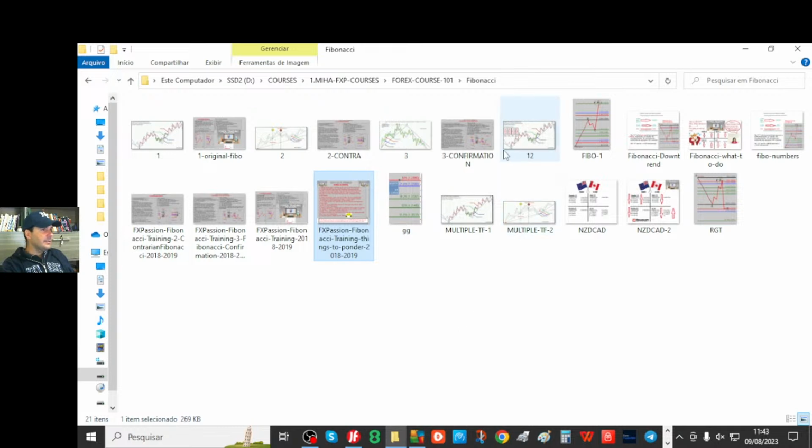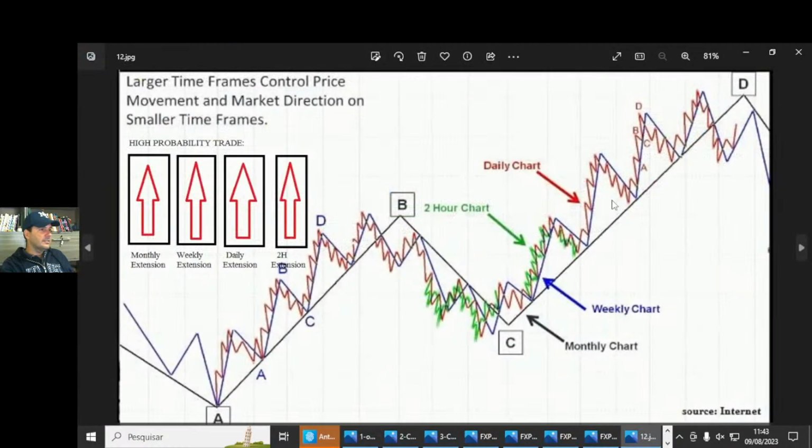Alright, let me help you with the picture. This is not mine, everybody. This is from the internet. Source internet, we don't want to break any copyrights. I found this picture on the internet. How is Euro New Zealand aligned? Is Euro New Zealand aligned for the daily to go up, or is it aligned for the daily to go down?